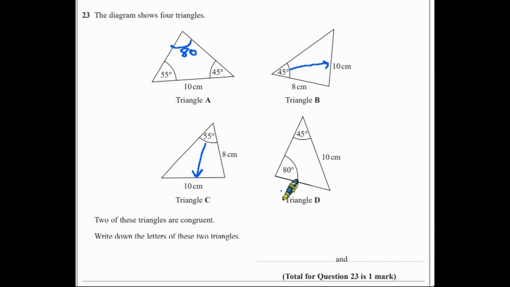Now, triangle D, again we are given 2 of the corners, 45 and 55, and 80 to add up to 180. Therefore we have a 45 and a 55 that are sharing a 10 centimeter side, and opposite the 10 centimeter is the 80. If we look at A and D, we can now see that if I were to rotate triangle D so that it was in the same alignment as triangle A, they would look exactly the same. So the congruent triangles are A and D.